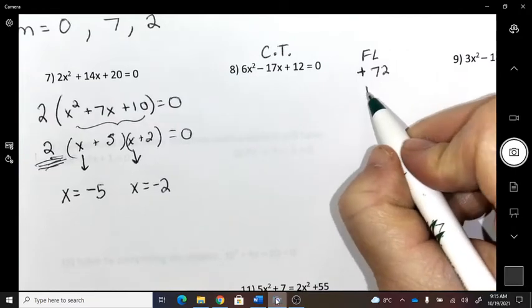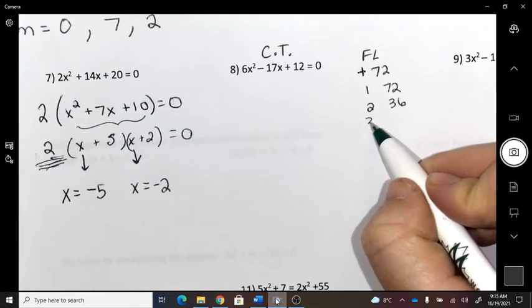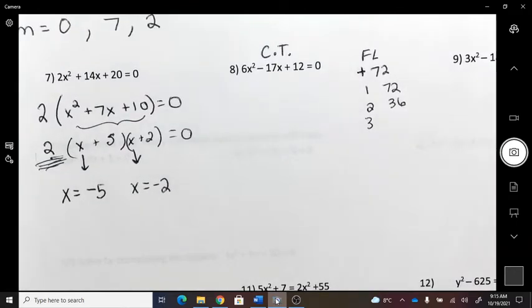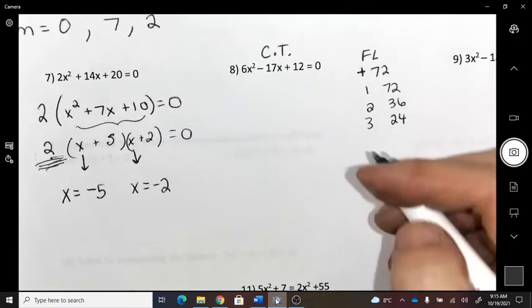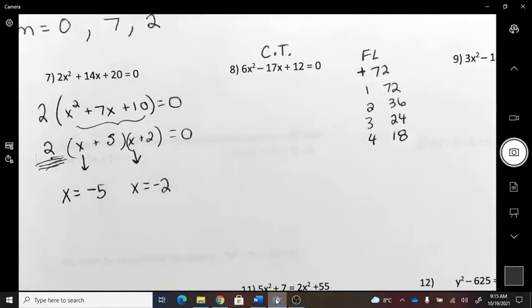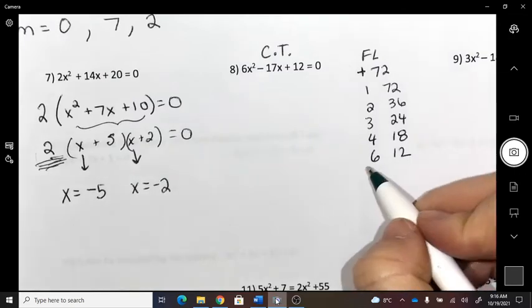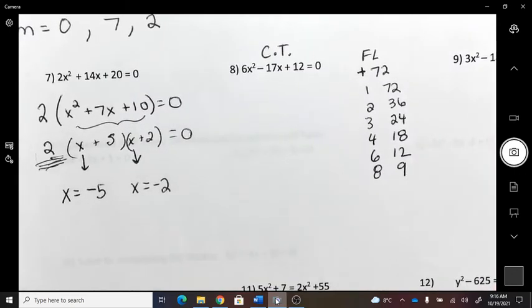72. Okay, 1 and 72, 2 and 36, 3. It is divisible by 3. 24. 4. Yep, 18. Is it divisible by 5? Nope, because it ends with 2. It's probably divisible by 6. Oh yeah, 6 times 12, duh. And 8 times 9, right?